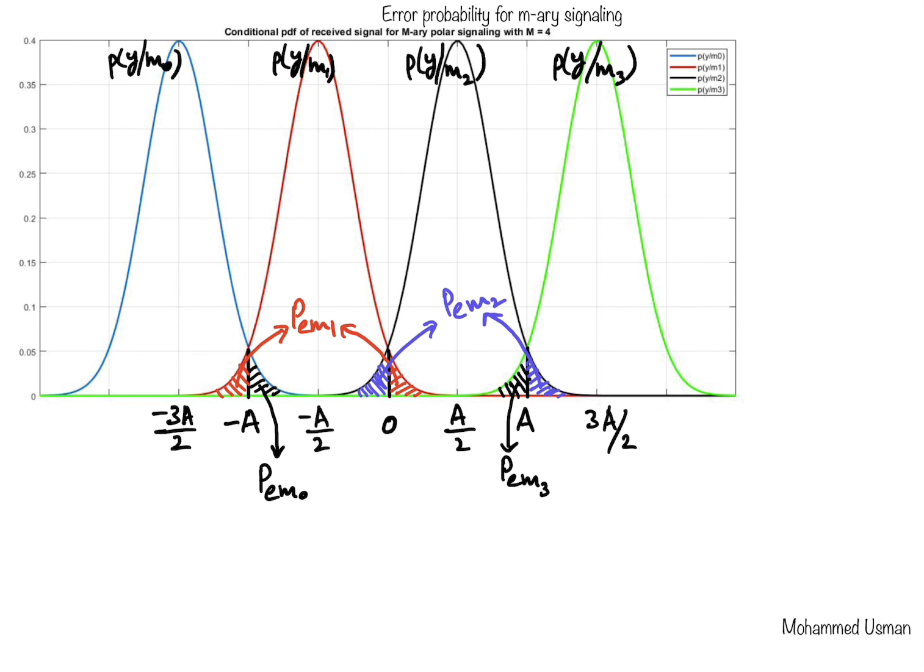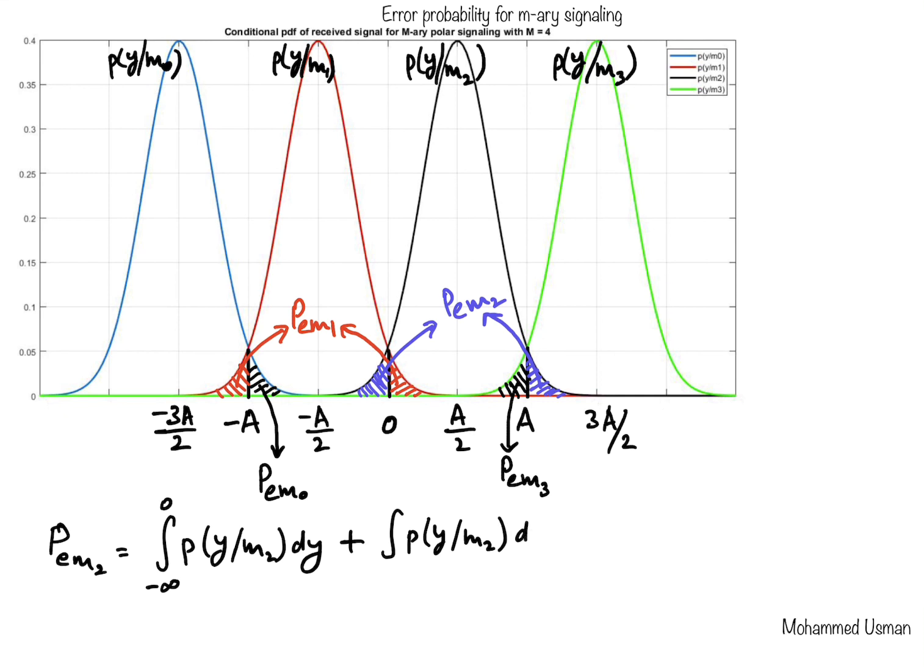So like in the case of M1, we can write these areas as an expression which is PE M2, which is the integral under the conditional PDF when M2 is transmitted, and to the left of 0, which is from minus infinity to 0, plus the area under that same PDF, P of y given M2 dy, to the right of A, that means from A to infinity. Again, we want to represent this as the Q function.